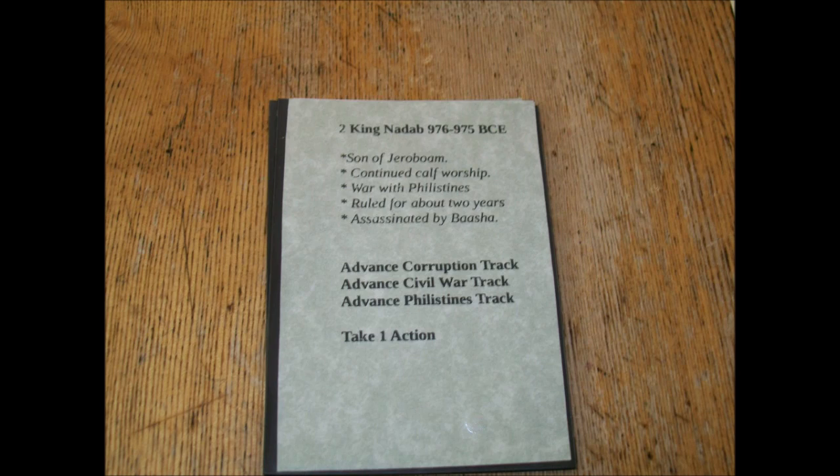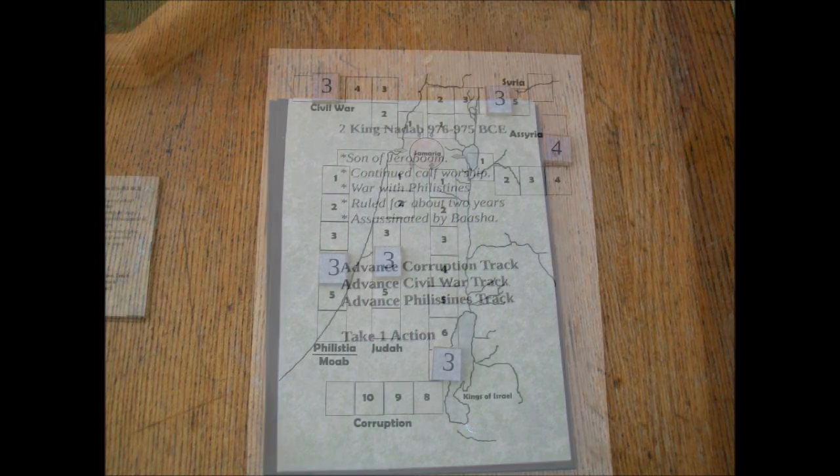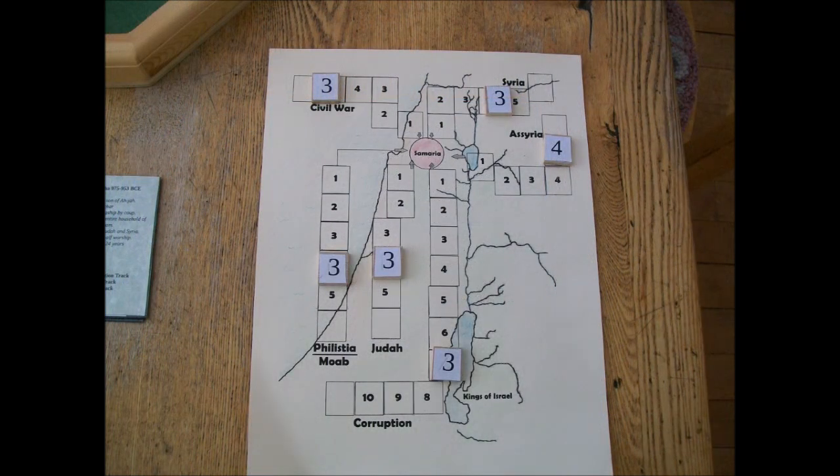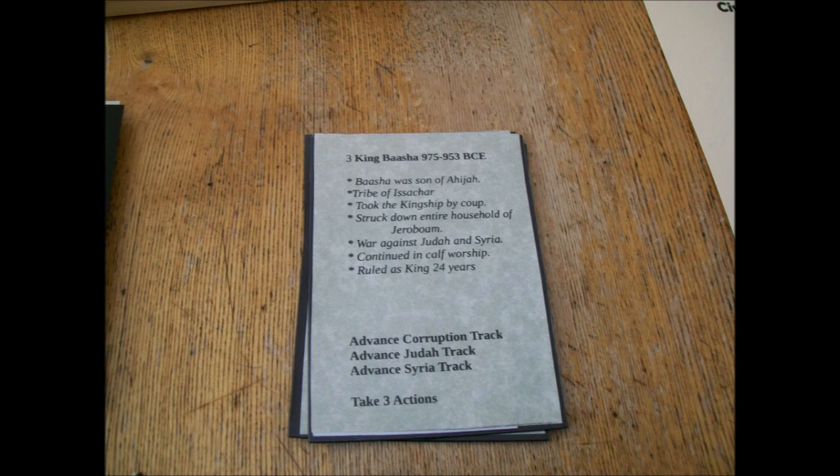So all 3 of these tracks moved down 1. He only ruled for 2 years, so I only gave him 1 action. I'm going to try to push the Civil War track back. I need a 4 or a 5 to do that. I got a 4, so that was successful. But he is not a king that has a destiny to get very much done, so that's about the best we could expect.